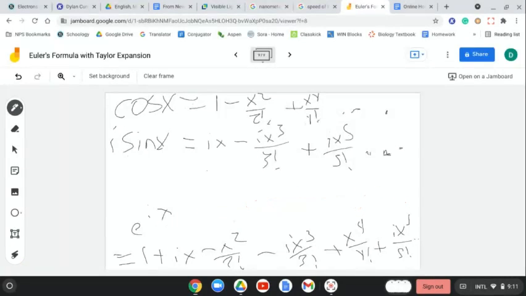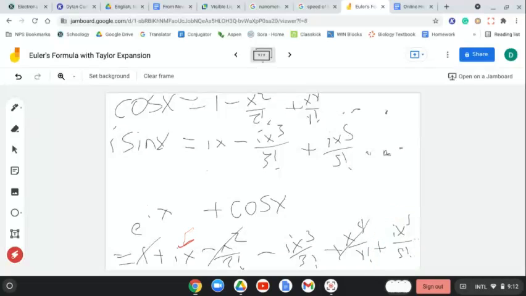So what we can do is cross out every other term here and just replace it by adding a plus cosine of x. All right, so e to the ix equals all of these terms plus cosine of x. So now we look at these terms.